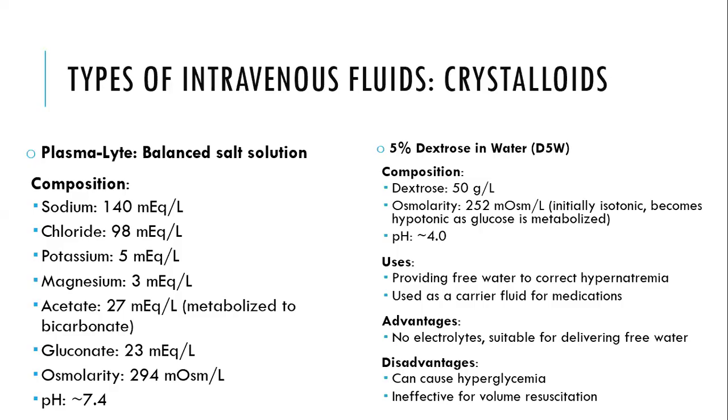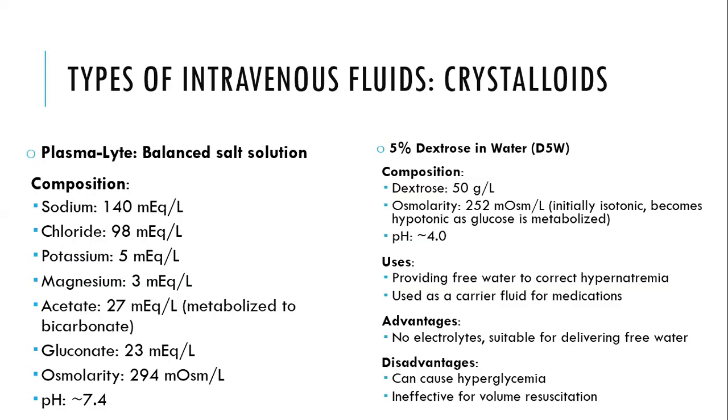All right, sodium 140, chloride 98, potassium 5. It has magnesium added to it, acetate, which is metabolized to bicarbonate, gluconate, and all that. So plasma light is a better balanced source solution. And it's important a lot of times when you are in the ICU. Remember, in the previous unit I worked, we had to be making use of plasma light because it was available, and it helped most of our patients compared to Ringer's and your 0.9% saline.